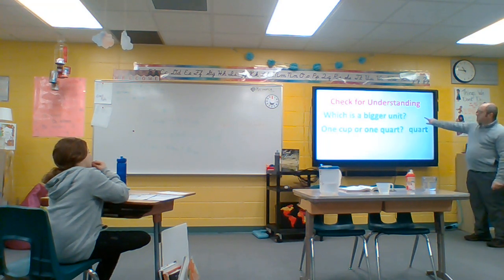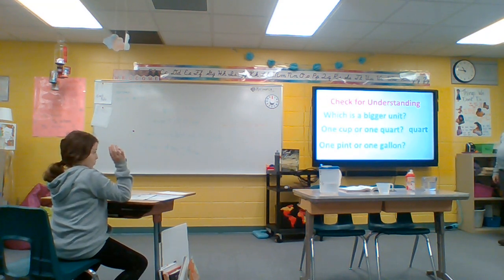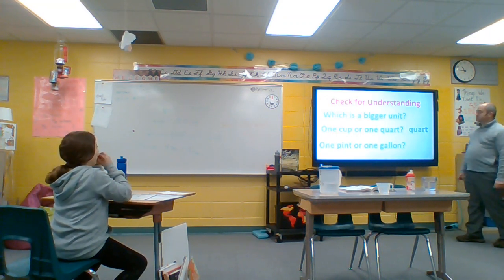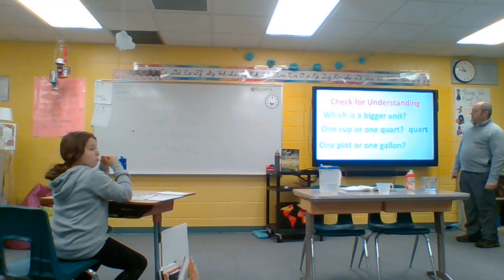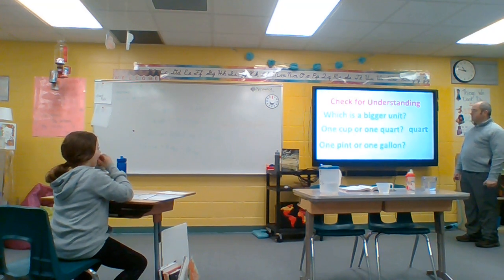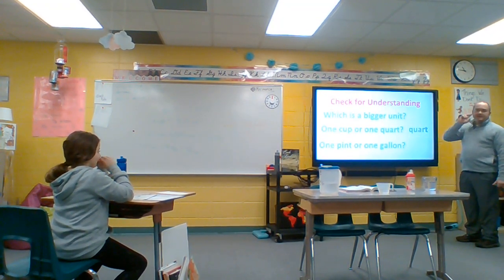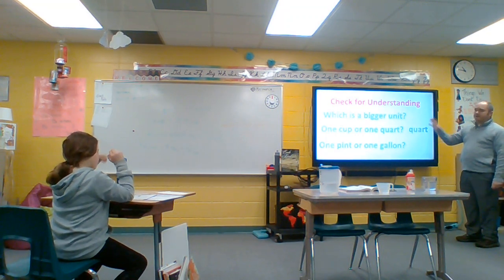How about 1 pint or 1 gallon? 1 gallon, because the little milk is smaller than the gallon. Right, 1 gallon would be 4 quarts, and I think 2 pints equals 1 quart, and 2 quarts would equal 1 gallon, so that would mean 8 pints.